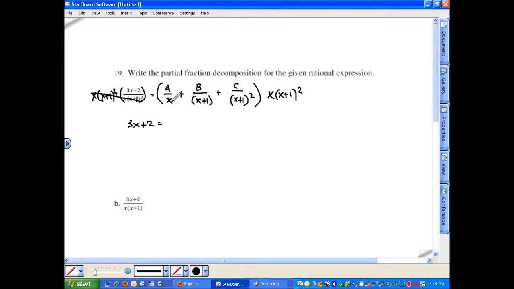Now, when it multiplies to the a piece, the single x would eliminate with that single x, leaving a to multiply with x plus 1 squared. Now when the LCD multiplies to the middle term here, the denominator of b, one of these x plus 1s would cancel with one of these x plus 1s, leaving b to multiply with x times x plus 1. And what multiplies to the c term, the x plus 1 squared cancels with x plus 1 squared, leaving c times x.